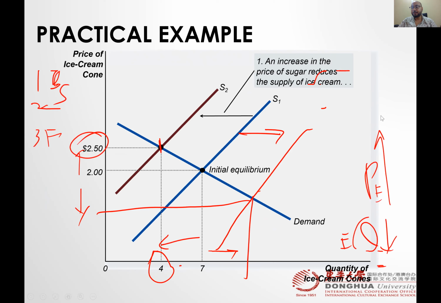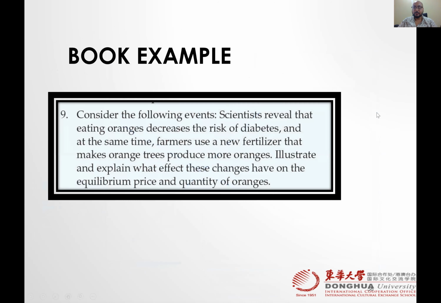Understand? So now answer this question. Let's solve it together. Number one, consider the following events. Scientists reveal that eating oranges decreases the risk of diabetes. At the same time, farmers use a new fertilizer that makes orange trees produce more oranges. Can you do that?